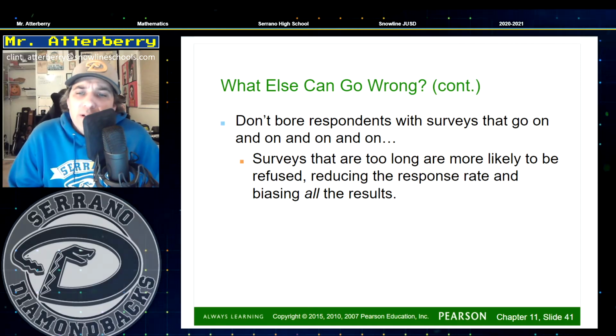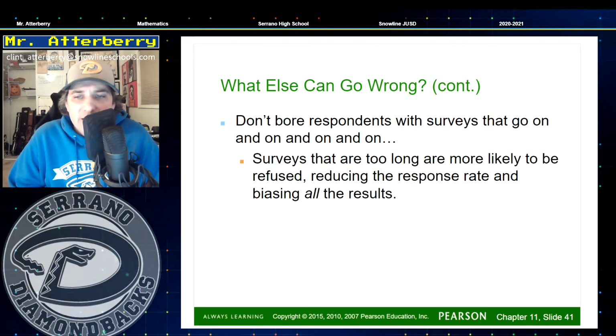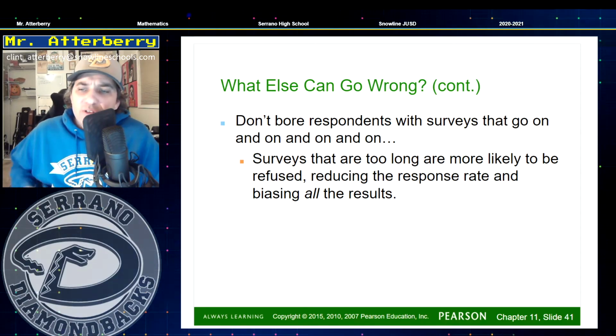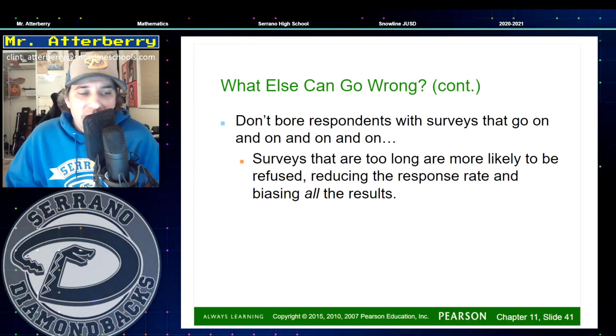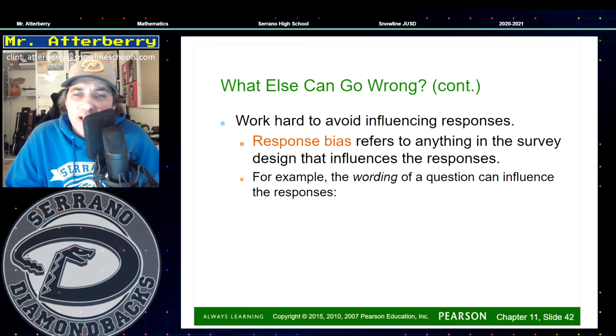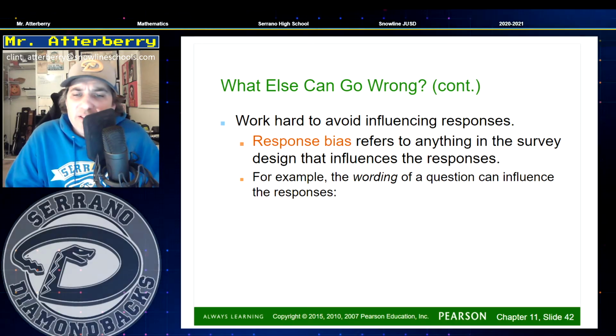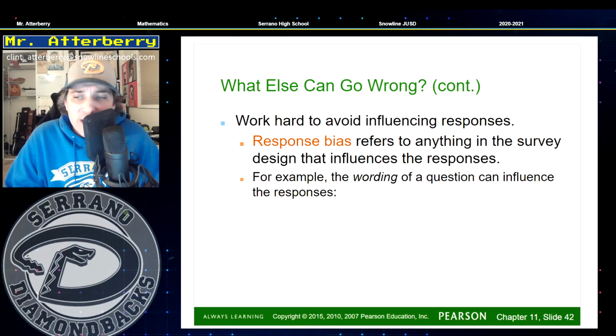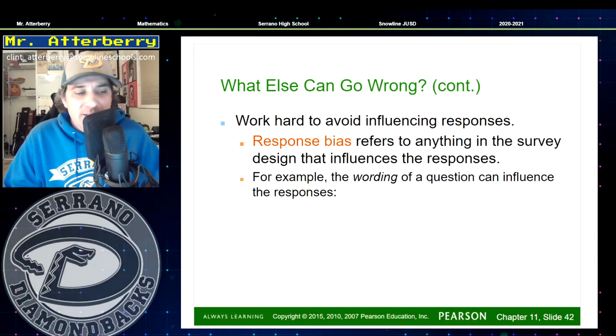So don't bore respondents with surveys that go on and on. Surveys that are too long are more likely to be refused, reducing the response rate and biasing all the results. So work hard to avoid influencing responses. Response bias refers to anything in the survey design that influences the responses. For example, the wording of a question influences the responses.